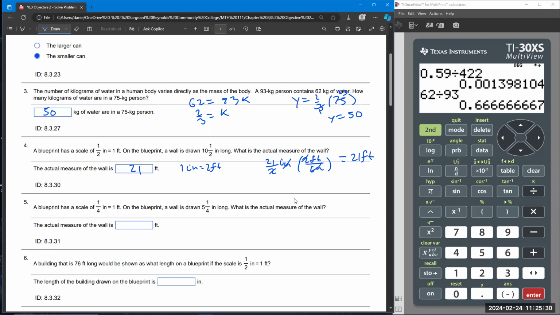Let's try this again, that we have 5¼ inches times 1/4 inch is 1 foot. So this is 21/4 times 4 feet. The 4's will cancel and give me 21 feet.